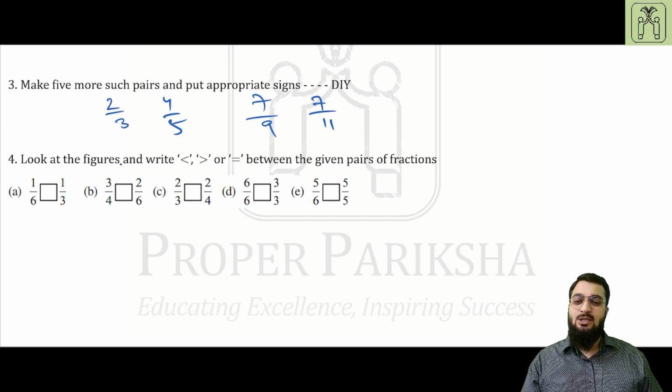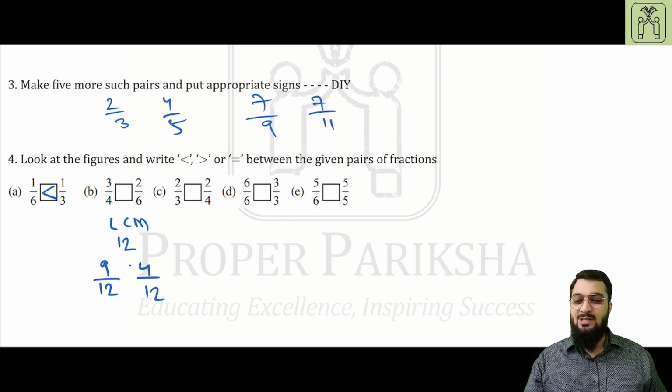Question number 4. Look at the figures and write the comparison signs between the given pair of fractions. Here the numerator is the same, so lesser the denominator, greater the fraction. Here both are different, so we'll use the LCM method. The LCM method will give us the LCM of 12, and that will make this 4 into 3, 12, so 3 into 3, 9 upon 12, and this will become 6 into 2, 12, so 2 2s are 4 upon 12, and this will take us back to the first rule, that is greater the numerator, greater the fraction. So therefore the sign will be this one, greater than.